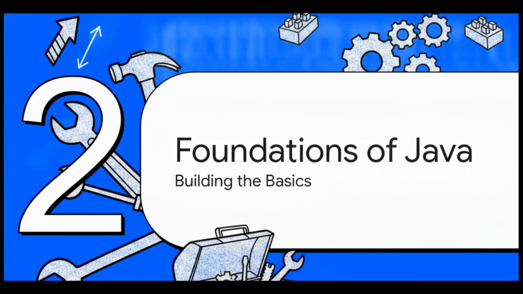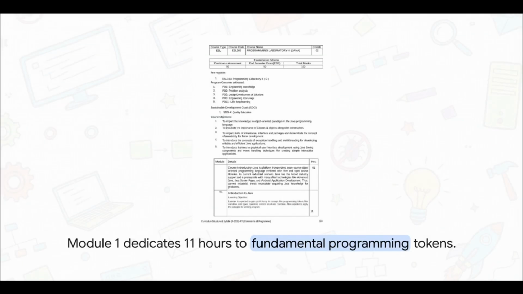Moving right along to Section 2, Foundations of Java. So Module 1 dedicates 11 full hours strictly to fundamental programming tokens. You know, before you can build a house, you've got to know how to swing a hammer. Here, the learner gets geared up to handle command line arguments, basic data types, operators, flow control statements like your ifs and while loops, plus 1- and 2-dimensional data arrays. It sets the absolute foundation for everything else to come.